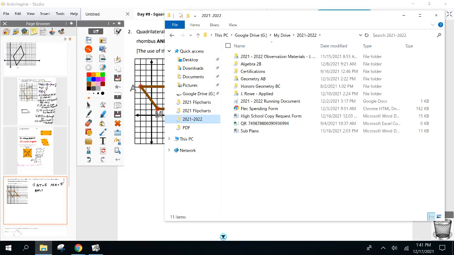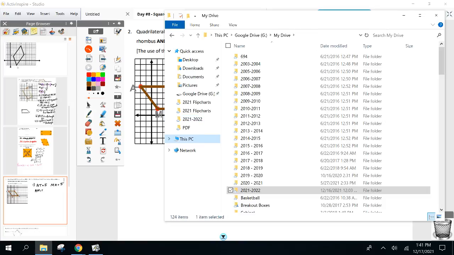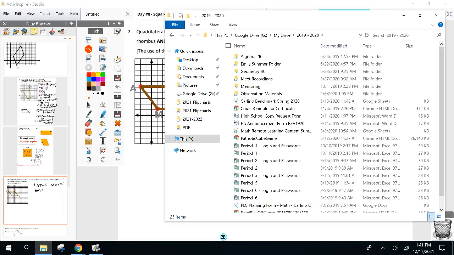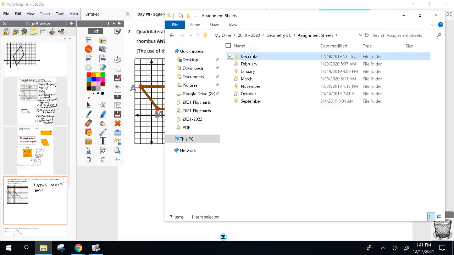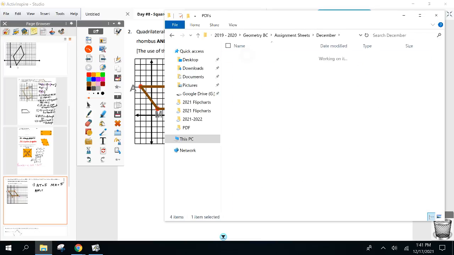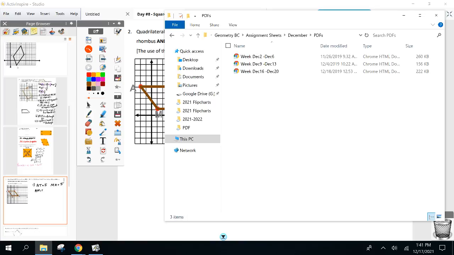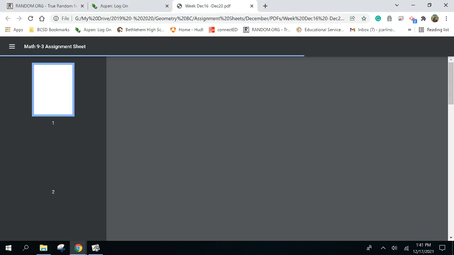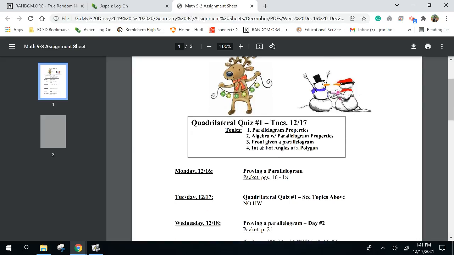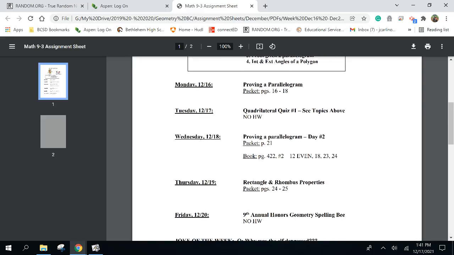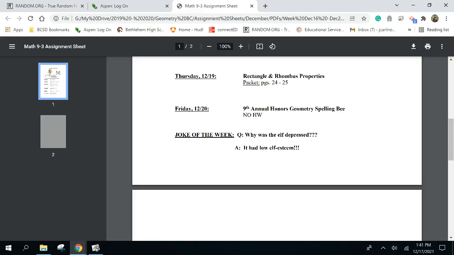I'm just wasting time here. Sorry, but it's important. Let's see, probably did I do it 2019 geometry? Ooh, assignment sheets. There they are. So December. Let's see, which one would I have this week? The 17th. So I would have had this one. A little clip art. It was great. Quadrilateral quiz 1 coming up. All the homework for the week, and then the old joke of the week. Why was the elf depressed? It had low self-esteem. Anybody? Low self-esteem? All right, never mind. That's why I stopped.